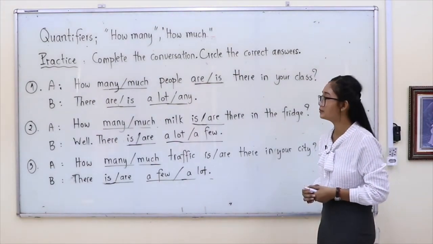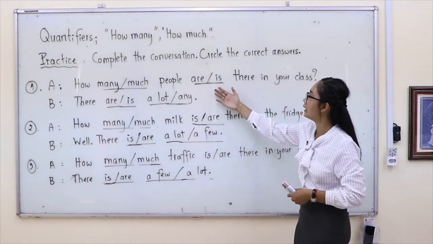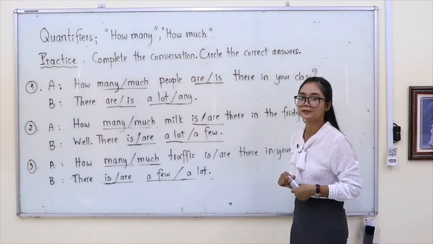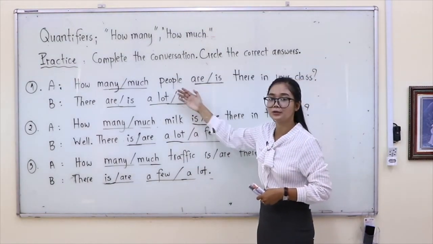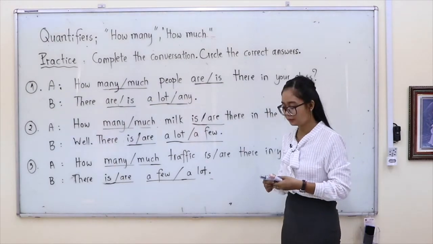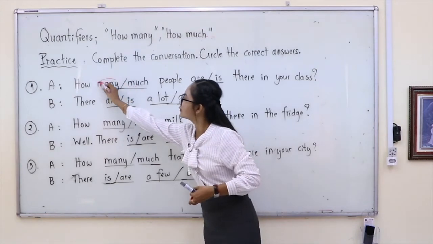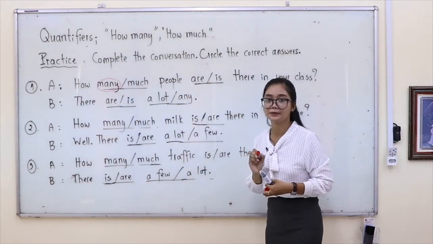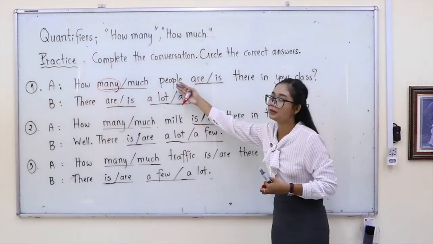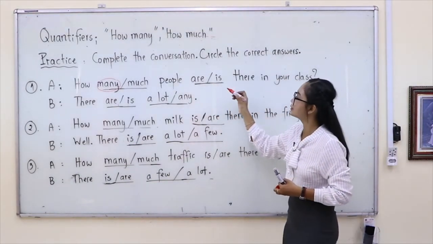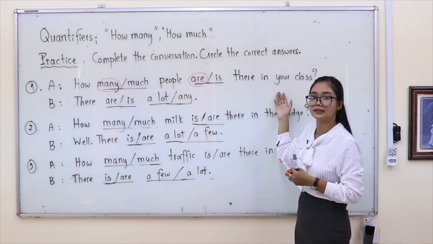Okay, now let's start from number 1. How many or how much people are or is there in your class? Again, let's take a look at the noun we use here. We have people, so people take the plural form. So the answer is how many people, is or are there? Because we use people as the plural noun, the answer is are. How many people are there in your class?